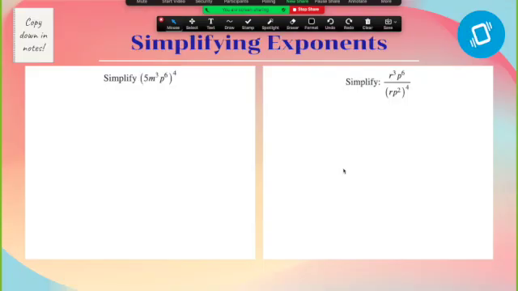Let's start off with the first topic, which is simplifying exponents. Right here we're being asked to simplify (5m^3 p^6)^4. I'll give you a few minutes to try this out on your own first.